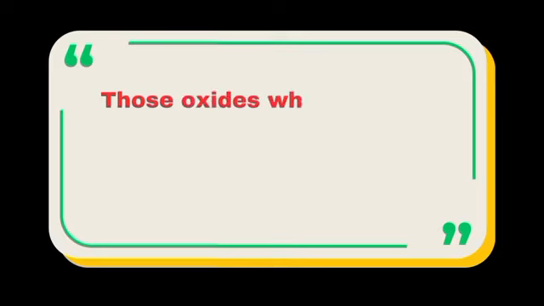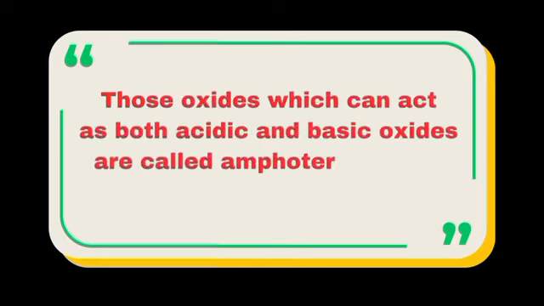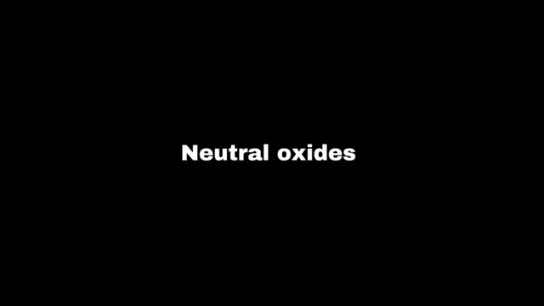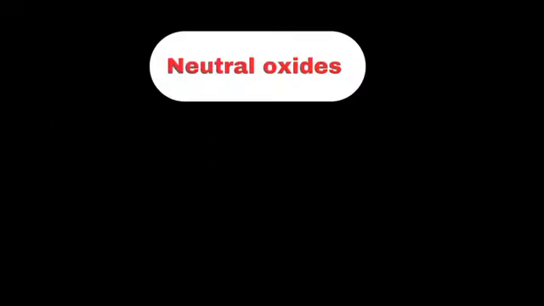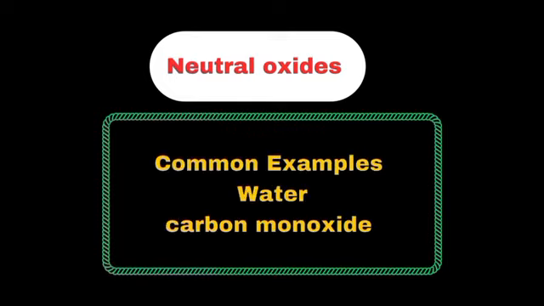Those oxides which can act as both acidic and basic oxides are called amphoteric oxides. Aluminum oxide is an example of amphoteric oxides. Neutral oxides do not react with acids or bases. Common examples of neutral oxides are water and carbon monoxide.